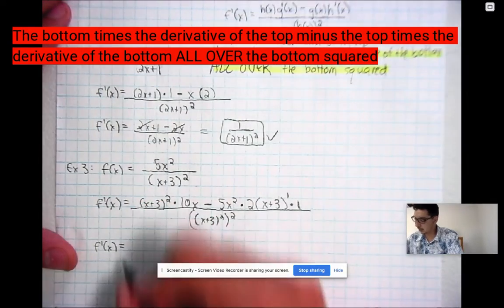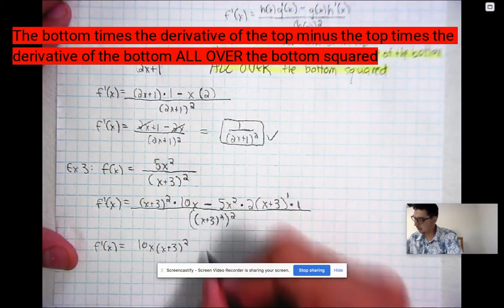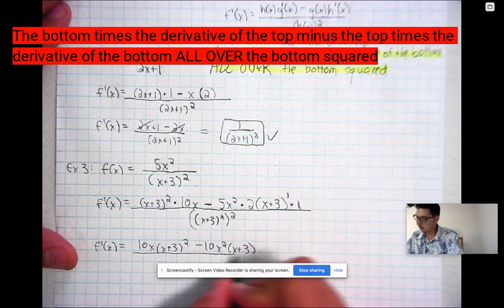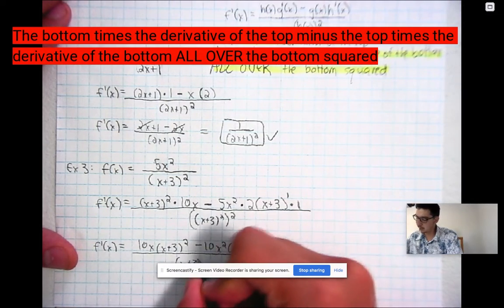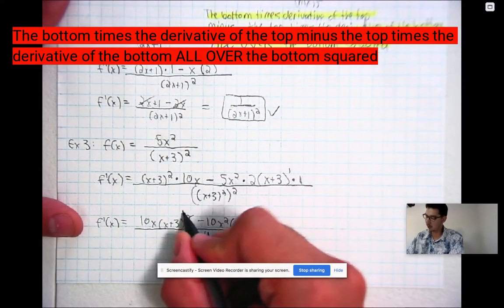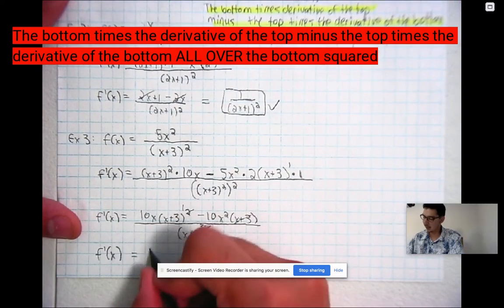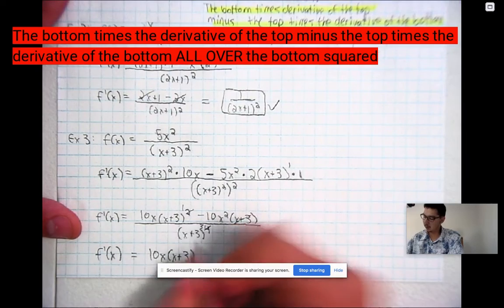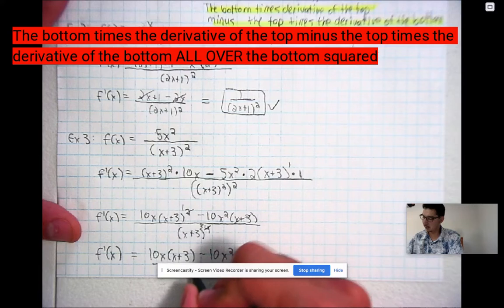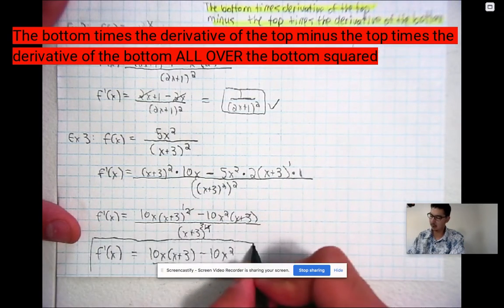So if we clean this up, we're going to have 10x times x plus 3 squared minus 10x squared times x plus 3 all over x plus 3 to the 4th. And I guess we could get rid of one of the x plus 3's and write this finally as 10x times x plus 3 minus 10x squared all over x plus 3 to the 3rd. And there's your answer there.